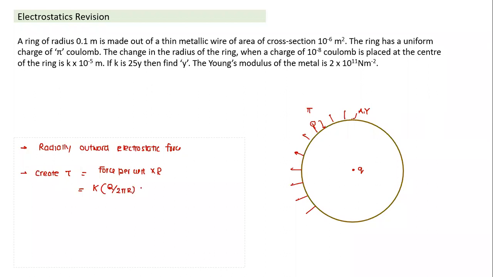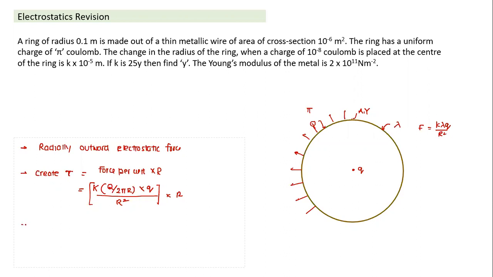This is charge per unit length into K. This is force per unit length divided by R square into R. This is force per unit length. Again, to repeat, how would I calculate force per unit length? If charge per unit length is lambda, force per unit length will be equal to K times lambda into Q by R square. So we calculate lambda here, and that's substituted. We get the tension here.